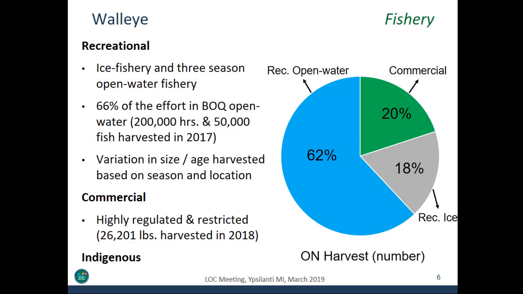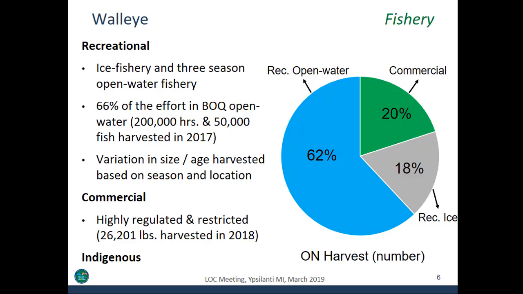And then during the summer as well, during our trawls, we can catch our young of year walleye for a recruitment index. For the walleye fishery, Ontario harvest by number is predominantly the rec open water fishery, followed by commercial and the rec ice, which are very similar. So it's essentially a 3-season fishery: ice fishery and 3-season open water. 66% of the effort in the Bay of Quinte open water creel was targeted towards walleye. The variation in size and age harvested is based on the season and location of those walleye.